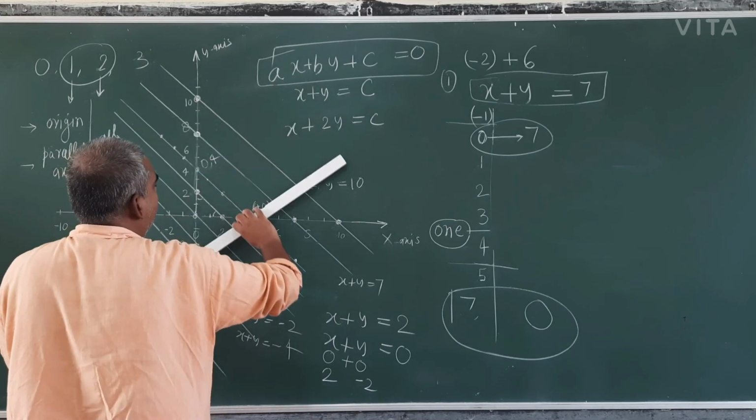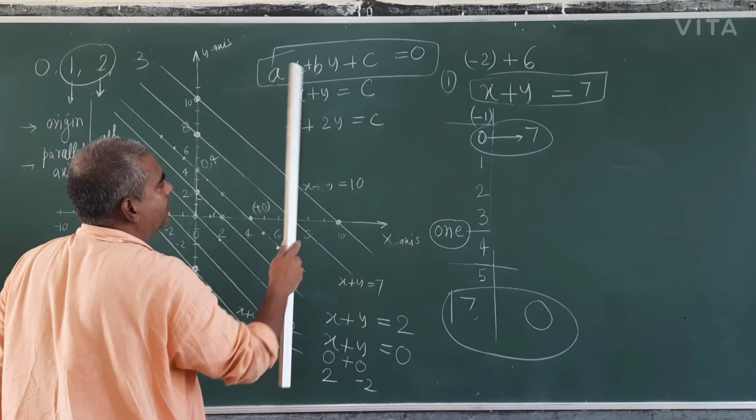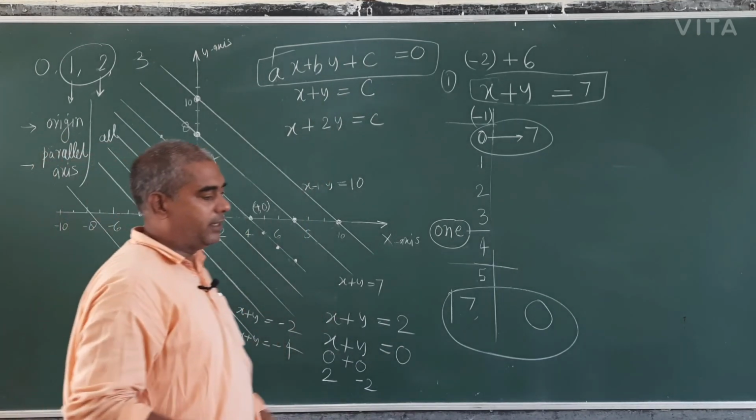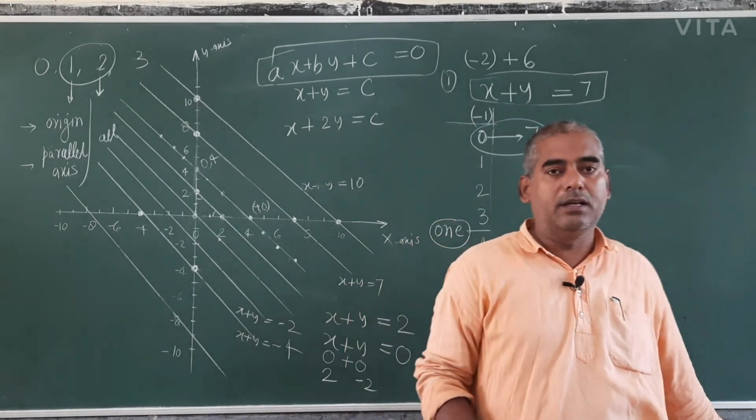At this time the value of a and b is changed. When you change the value of c only, you get parallel lines. Okay, so rest in the next video.